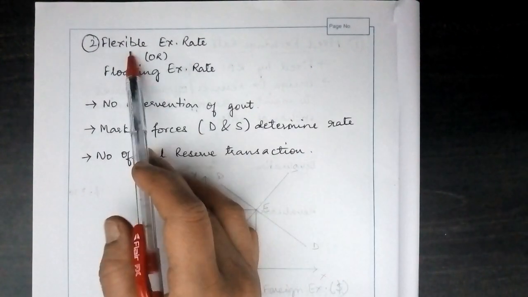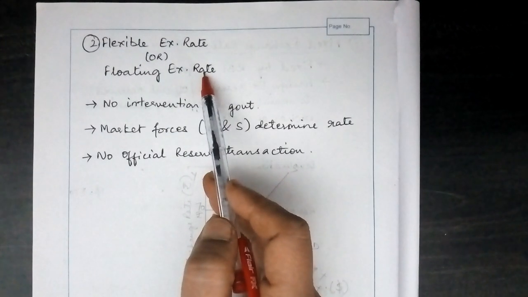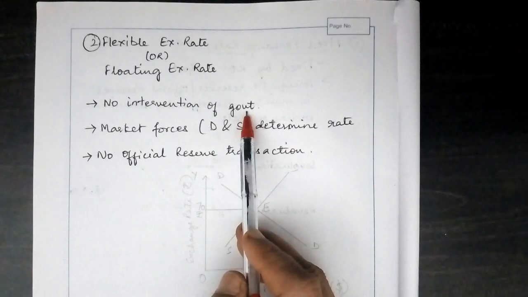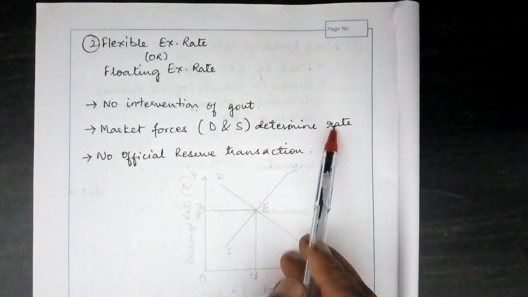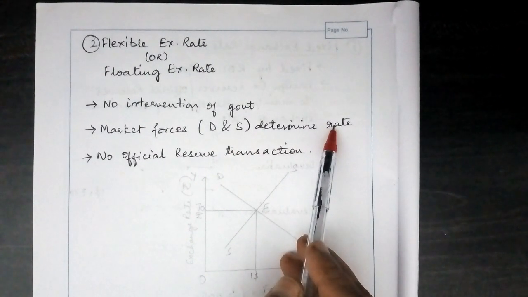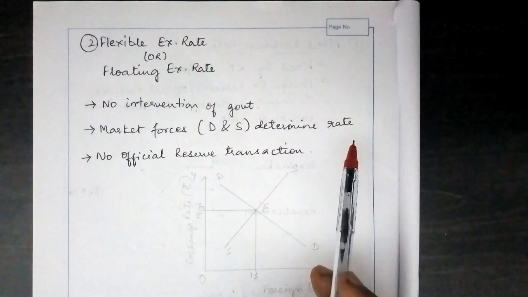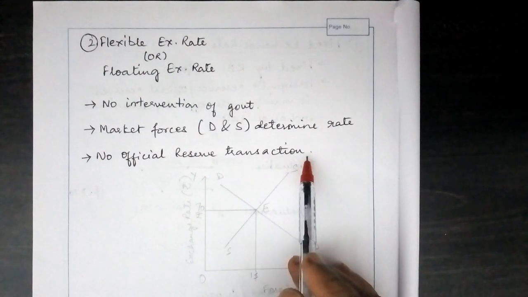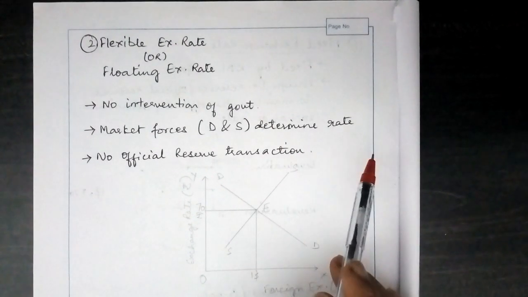Now, let us look at the flexible exchange rate or the floating exchange rate. In this case, there is no intervention of the government, unlike the fixed exchange rate. The market forces, the demand and the supply, determine the rate of exchange. And there is no intervention of the central bank either. There will be no official reserve transaction. This shows that the RBI intervention is not there.